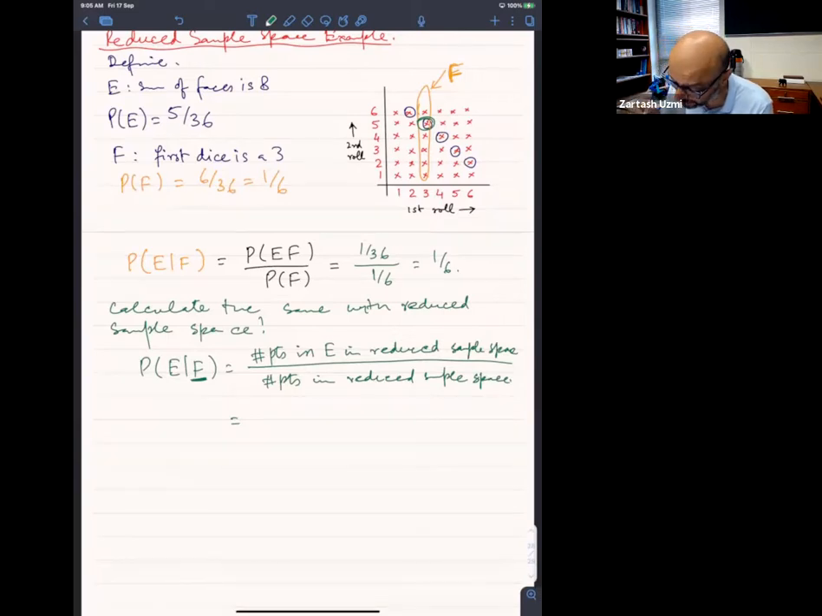Okay, so what is the number of points in E in reduced sample space? So देखें पहले E event कौन सा है? E event वो है ये blue circles वाला. E event जो है वो blue circles वाला है. Okay, I'm going to raise the screen a little bit. So E event is the blue circles guy. Okay, and what is the number of points E in the reduced sample space? And where is your reduced sample space? Your reduced sample space is this yellow guy.